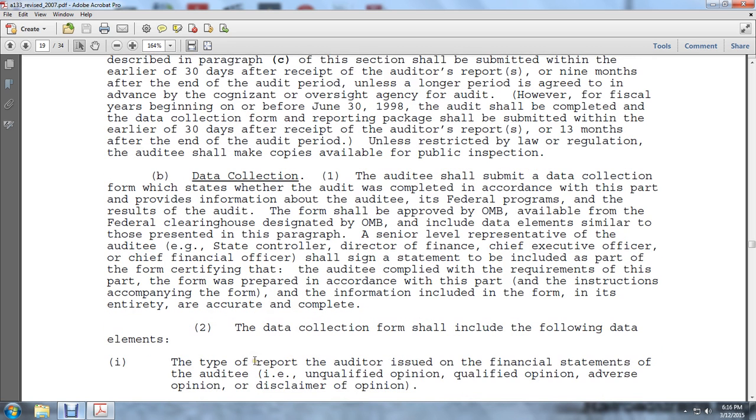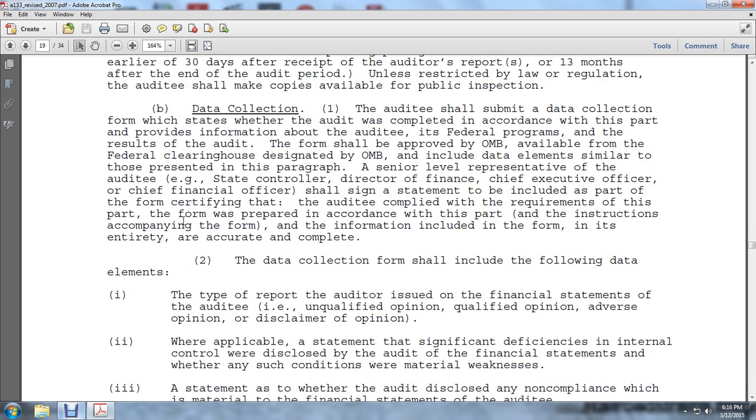2. The data collection form shall include the following data elements: 1. The type of report the auditor issued on the financial statements of the auditee: unqualified opinion, qualified opinion, adverse opinion, or disclaimer of opinion. 2. Where applicable, a statement that significant deficiencies in internal control were disclosed by the audit of the financial statements and whether any such conditions were material weaknesses.